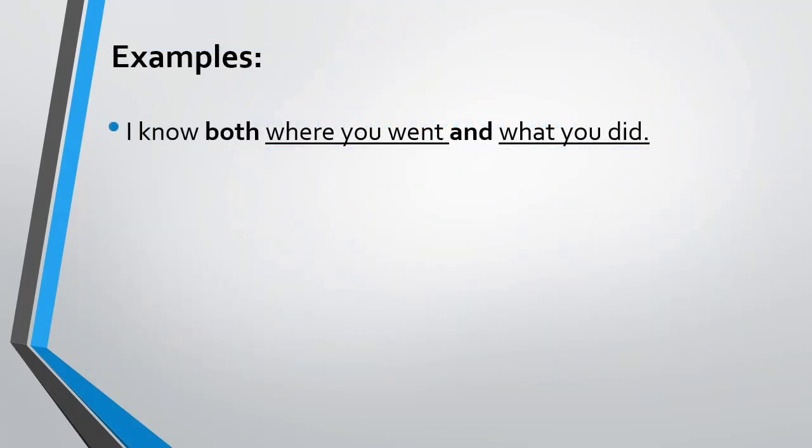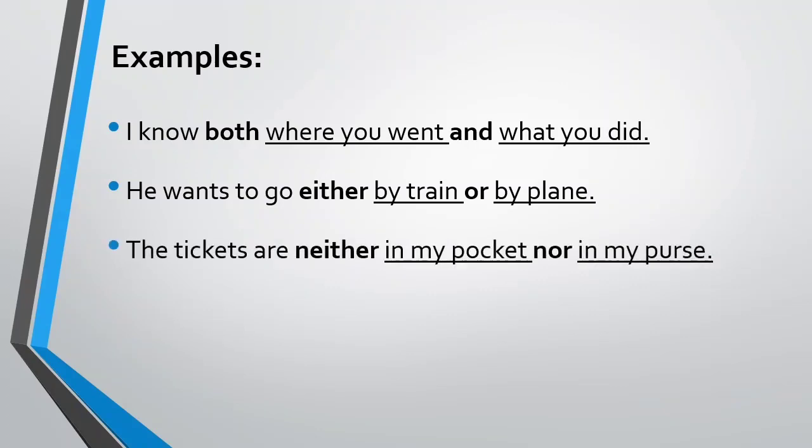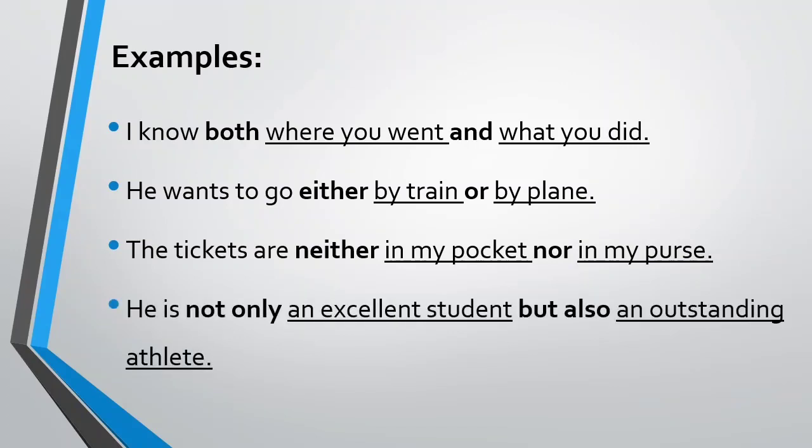For example, I know both where you went and what you did. He wants to go either by train or by plane. The tickets are neither in my pocket nor in my purse. He is not only an excellent student, but also an outstanding athlete.